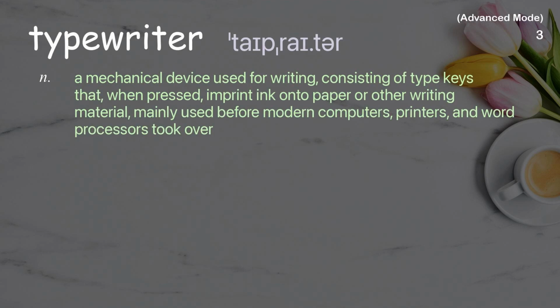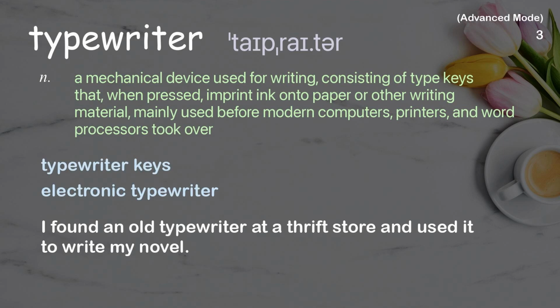Typewriter. A mechanical device used for writing, consisting of type keys that, when pressed, imprint ink onto paper or other writing material, mainly used before modern computers, printers, and word processors took over. Examples: Typewriter keys, electronic typewriter. I found an old typewriter at a thrift store and used it to write my novel.